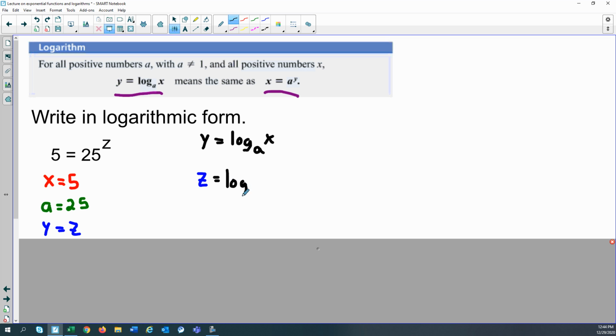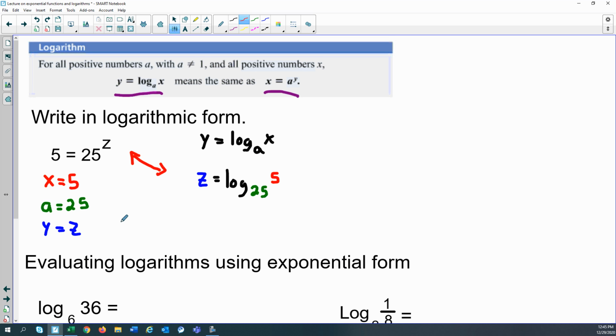equals log base a, we know a is 25, and x is 5. So you notice the base here is lower than the 5. So this is logarithmic form, this is exponential form. So you can go between these two, convert back and forth, and we'll show a little bit later what that does for us as we start to solve those things.